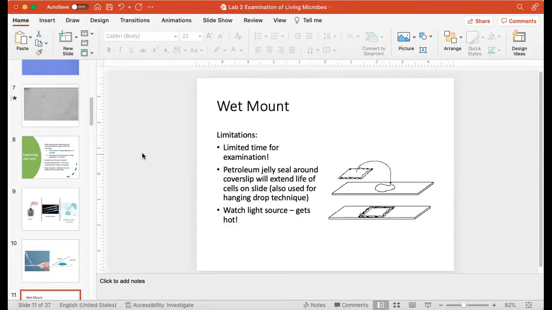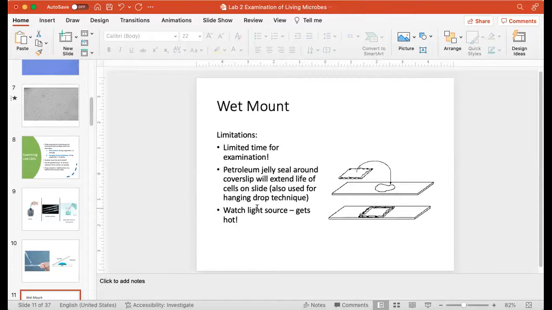Now, let's say you're examining a wet mount and you really want it to last a little bit longer than 15 minutes. There is a trick that we use, and that is we take a little petroleum jelly and we put it around the edges of the cover slip. You can do this using a toothpick, for example. And then when you put your cover slip on, you've created a little bit of a seal around the edge. And that will allow that wet mount to last just a little bit longer.